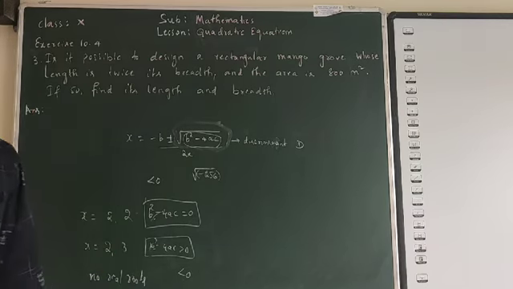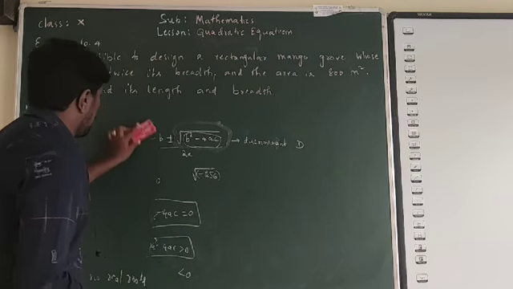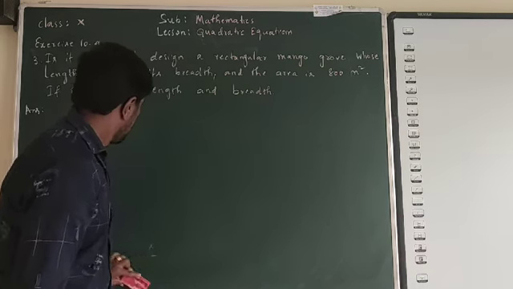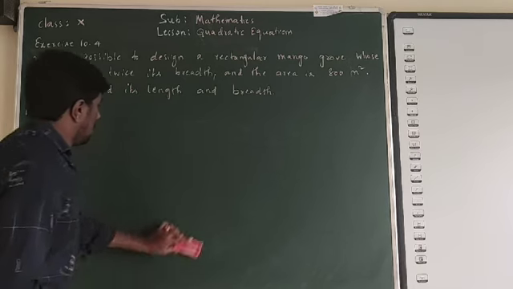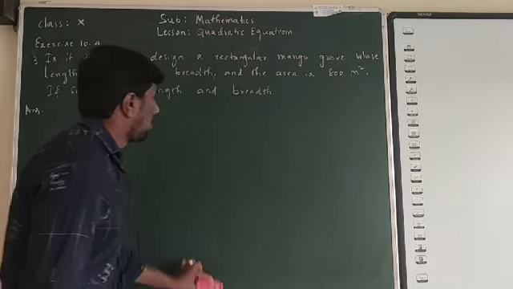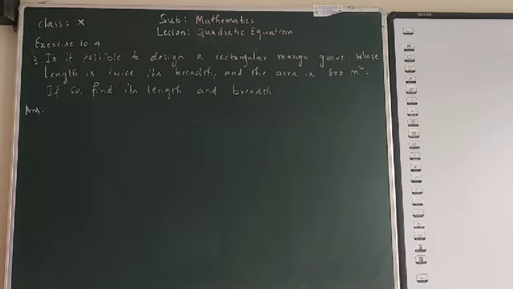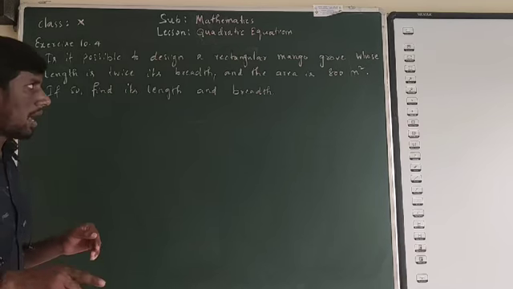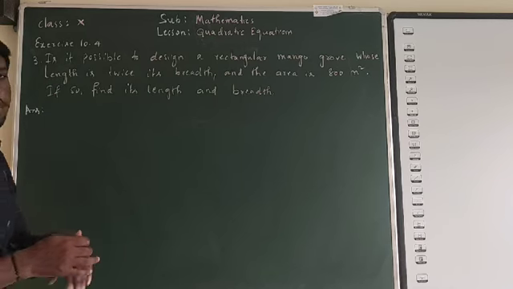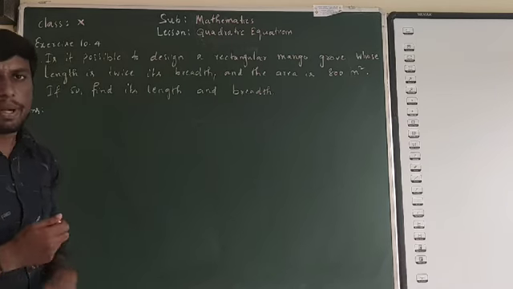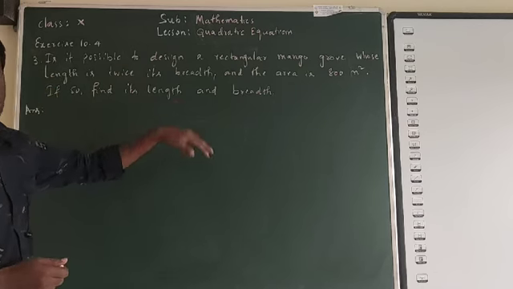So we will discuss this question now. Is it possible to design a rectangular mango grove whose length is twice its breadth and the area is 800 meters square? If so, find its length and breadth. So, can we design a rectangular mango grove whose length is twice its breadth? Length is compared with breadth.